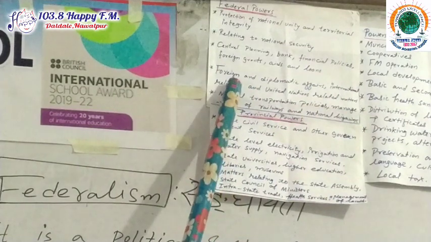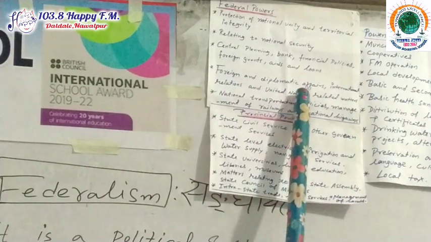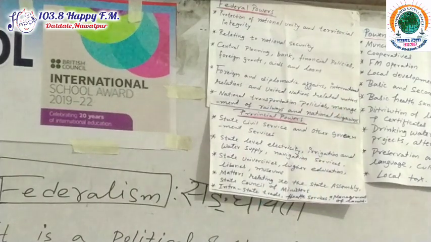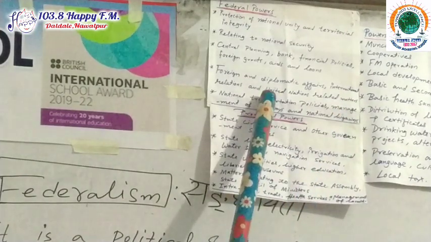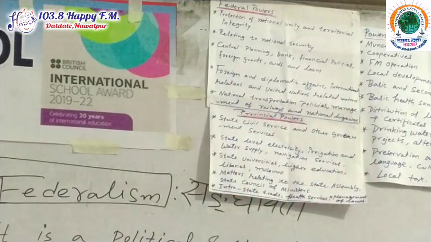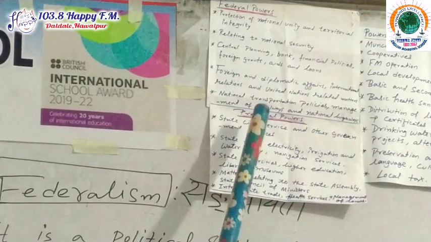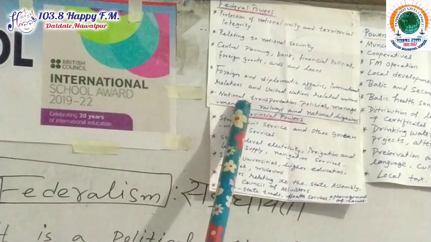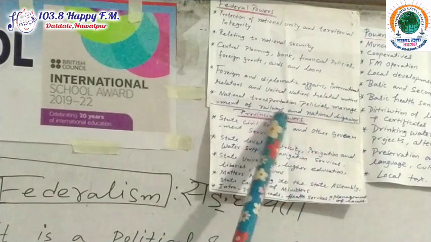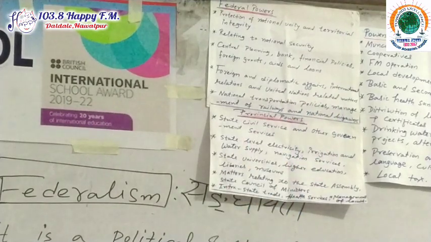Next we see it relates with foreign and diplomatic affairs, international relations and its maintenance, and United Nations relations. Federalism power is the next one. National transportation, policies, management of railway and national highways are all looked after by the federal system.